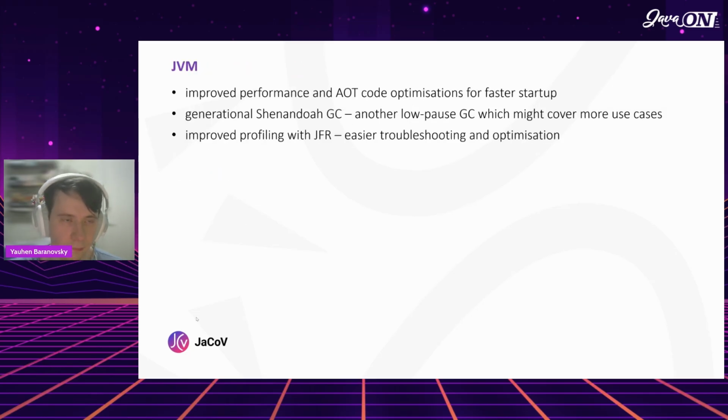As for the JVM itself, we have different improvements to performance in the form of AOT for faster startup, and the new generation of the Shenandoah garbage collector. I showed a benchmark to you in the middle of the presentation. And we have improvements to profiling with JFR. We've discussed that in this presentation as well.